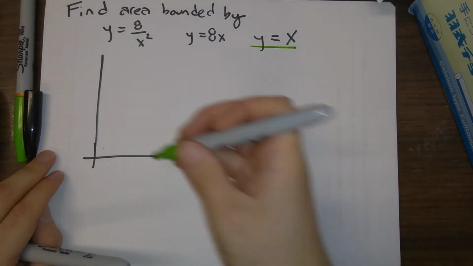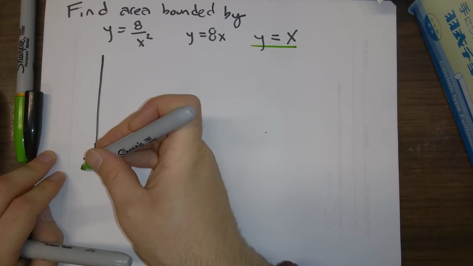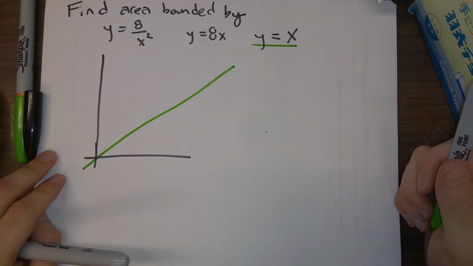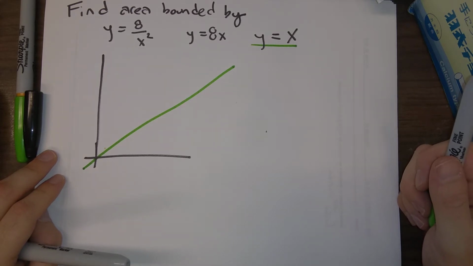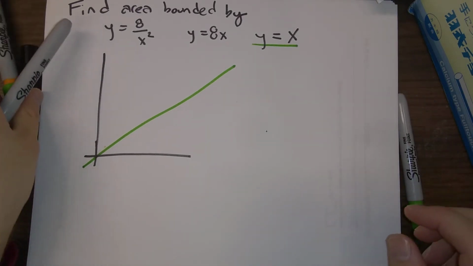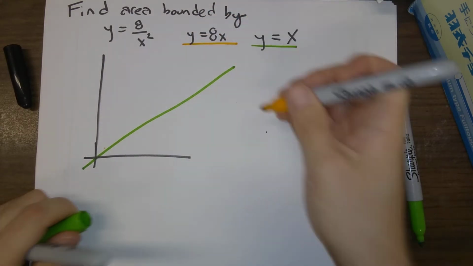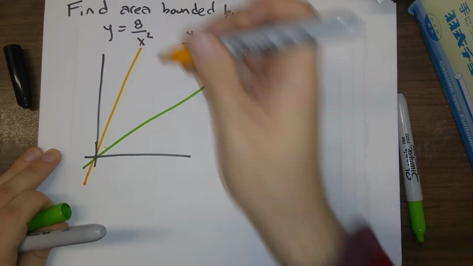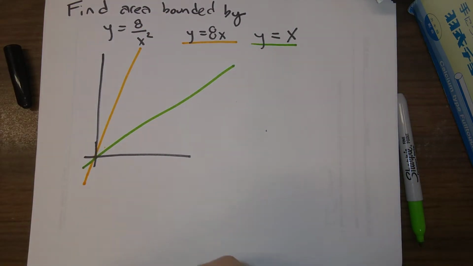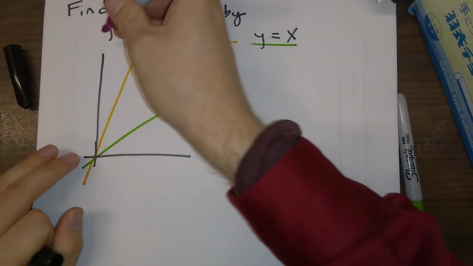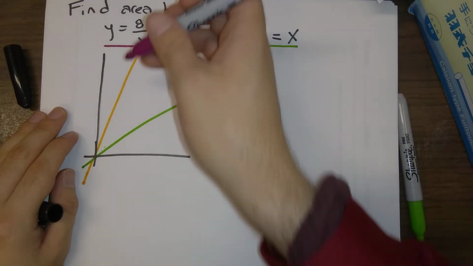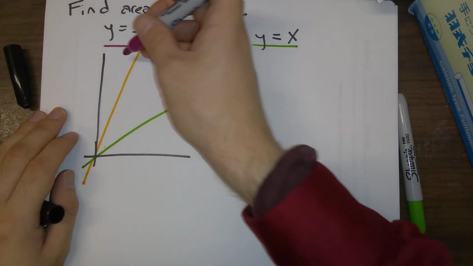So y is equal to x. Okay, and that's going to be a line with slope plus 1 that goes through the origin. y is equal to 8x. That is going to be a much steeper line, a line with slope positive 8, but it also goes through the origin. And then finally, y is equal to 8 over x squared. That is going to look something like this.